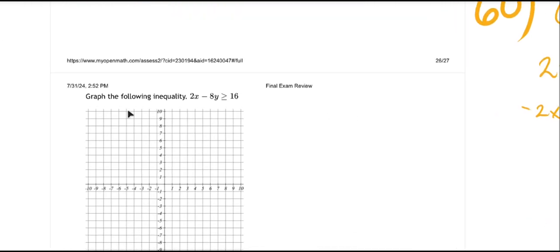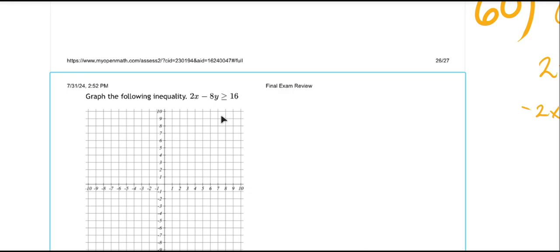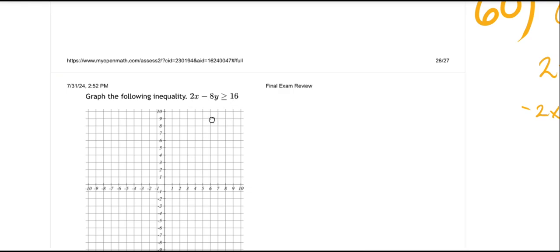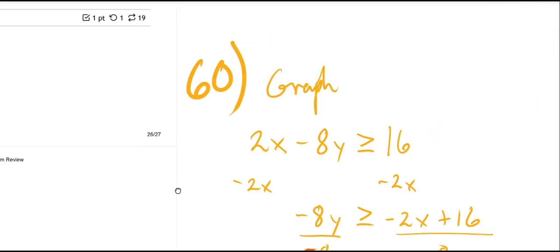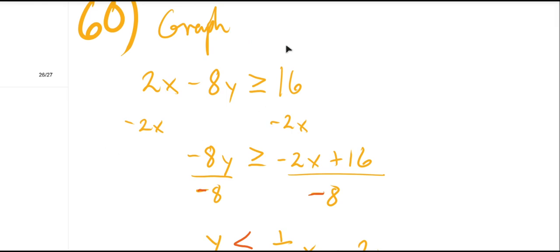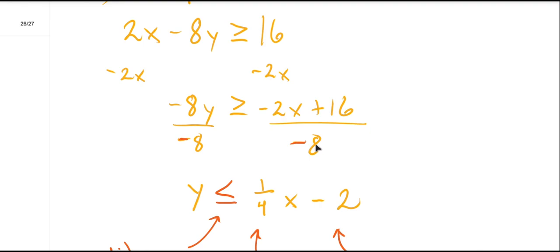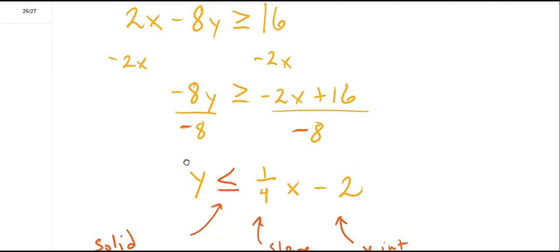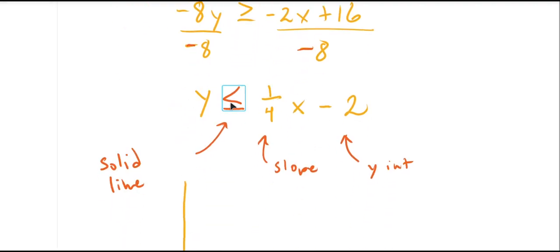All right, we have one final problem. This is problem 60. We want to graph this, and we want to shade on the appropriate side. So let's begin by putting it in slope-intercept form. That will make it easier to graph. We subtract 2x from both sides and divide by -8. Now, dividing by -8, it's important that we recognize that this is a negative because we're going to have to flip the direction of the inequality. It goes from being a greater than or equal to symbol to a less than or equal to symbol.